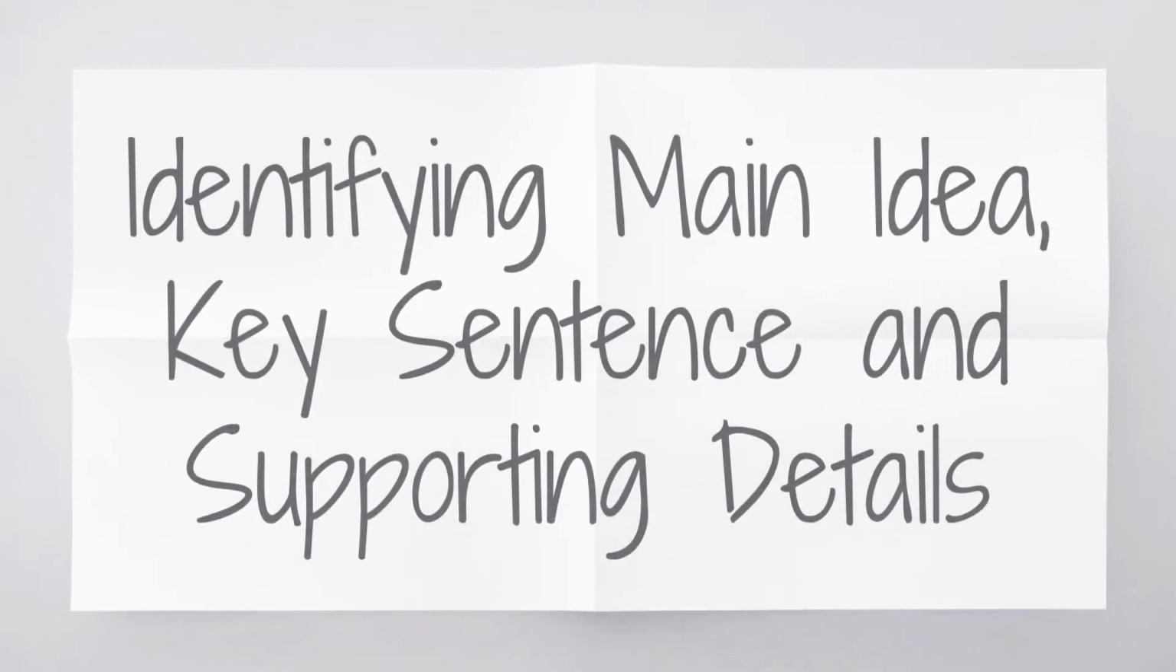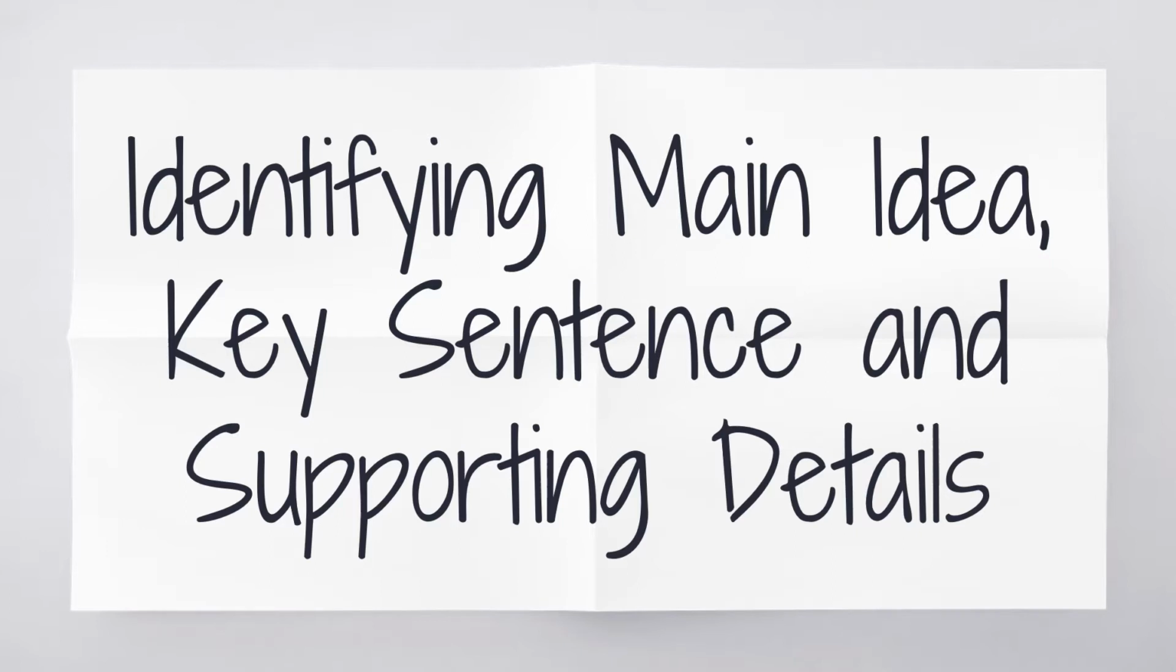Last week, we talked about distinguishing general and specific statements. This week, we will be discussing identifying main idea, key sentence, and supporting details. Finding the main idea is one of the most challenging reading strategies to teach because we do not only have to comprehend the passage, but we also have to figure out which information is the most important without getting sidetracked in the details.